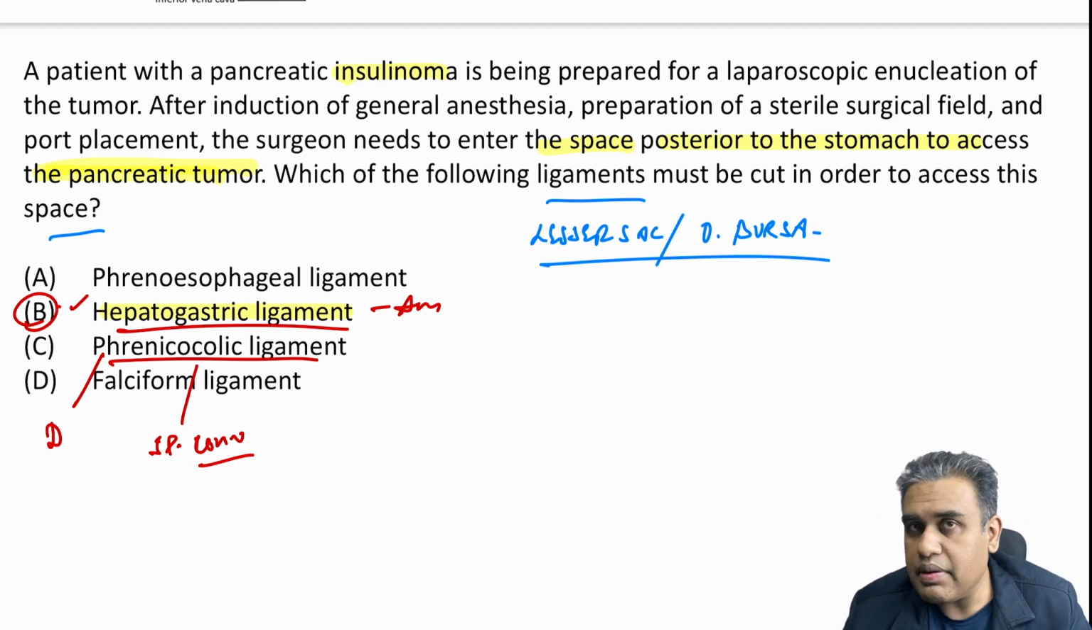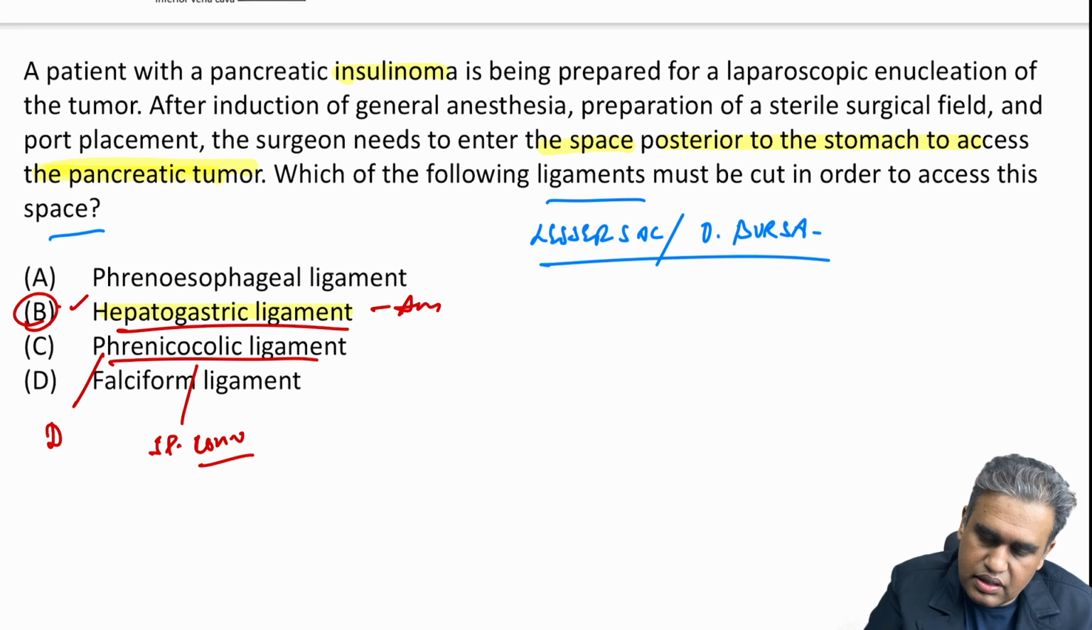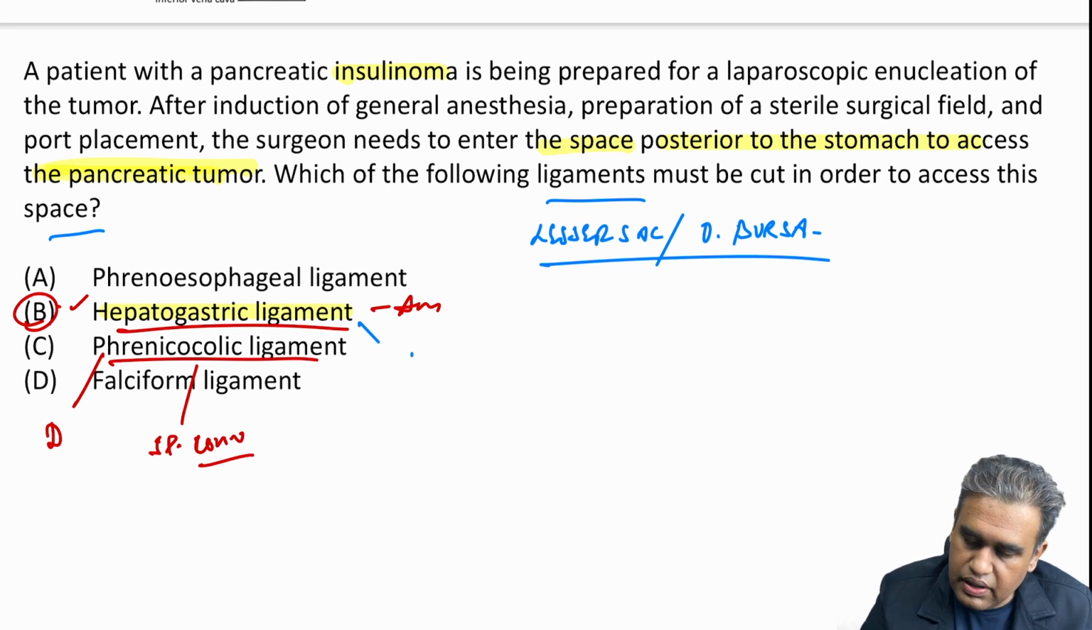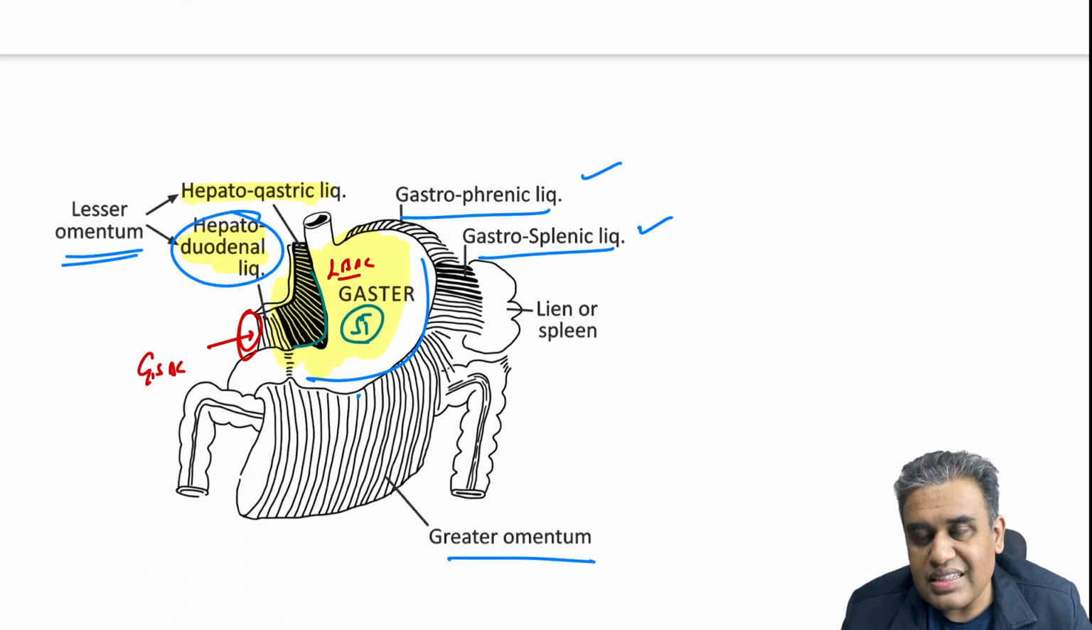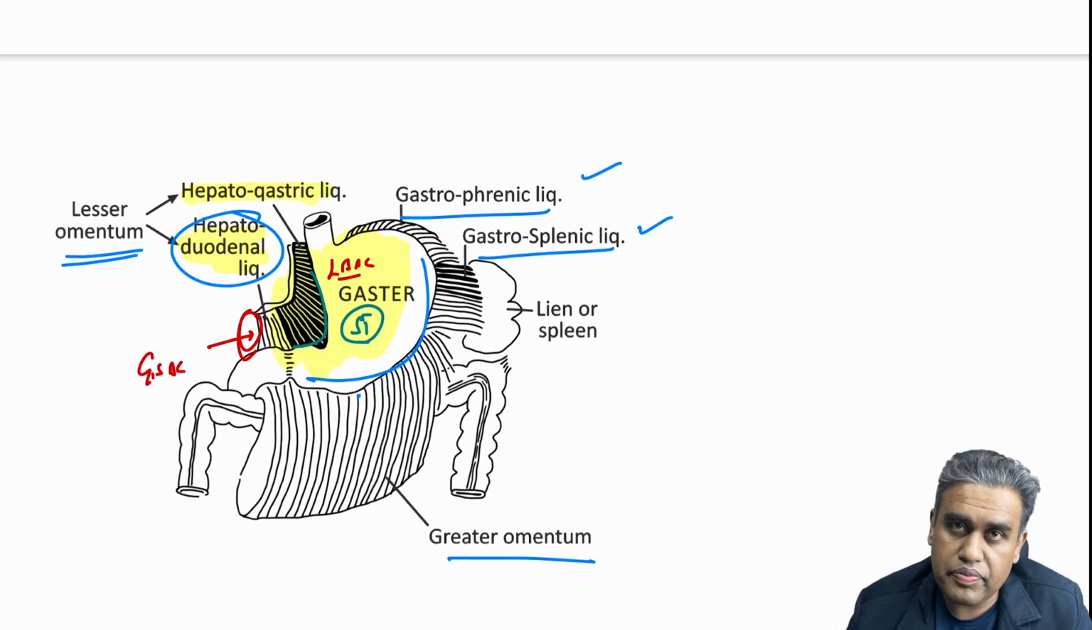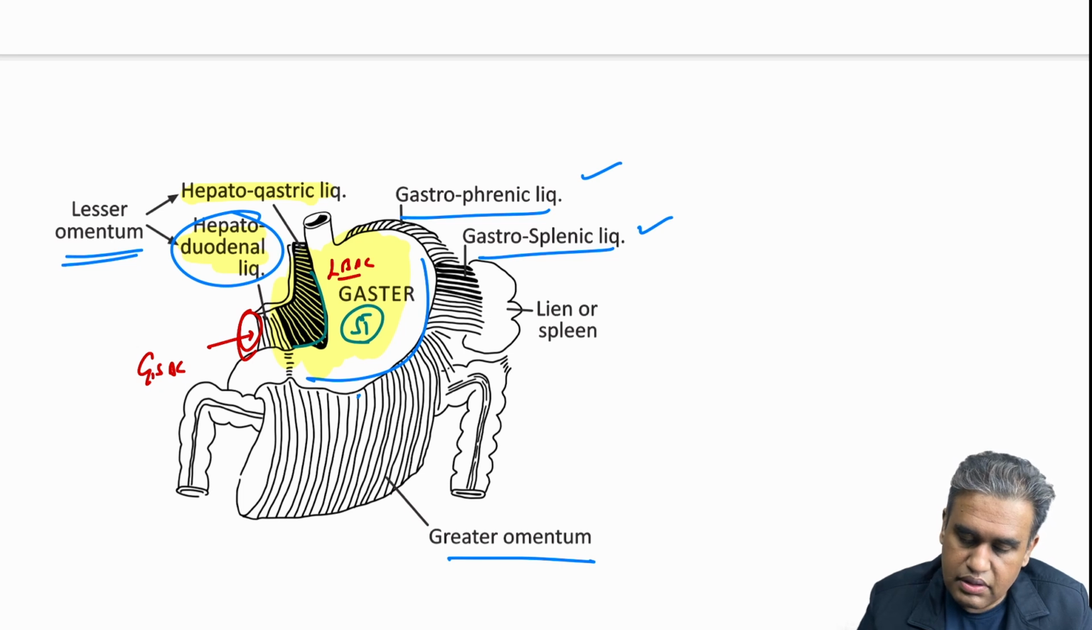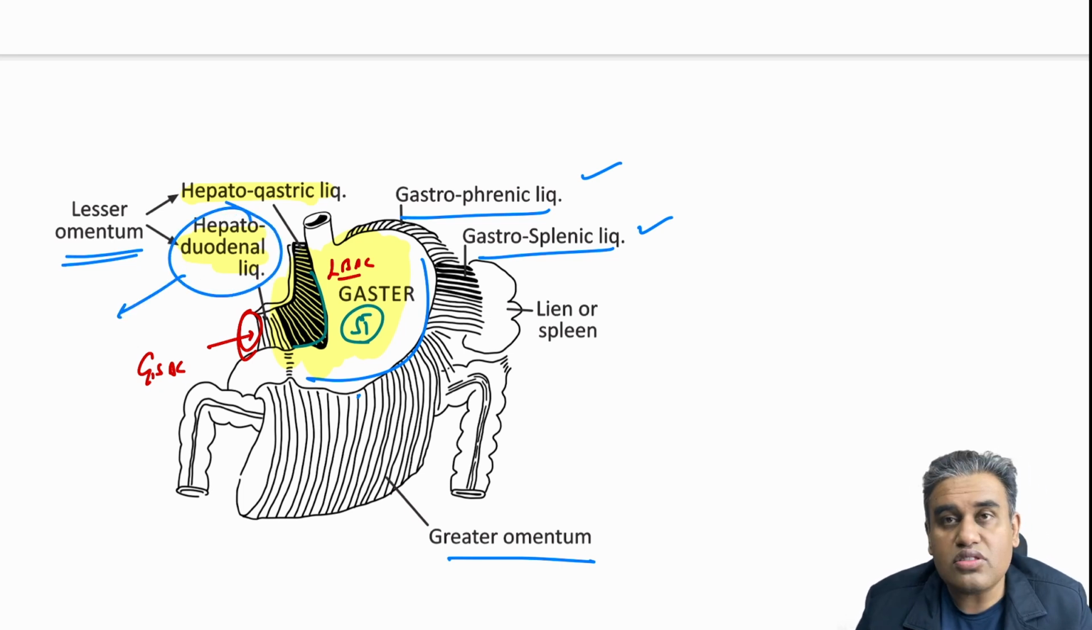Now, they specifically said hepatogastric. What if they would have said, just I'm giving you an extra idea, hepatoduodenal ligament? You might have thought of that too. Where is hepatoduodenal? This is hepatoduodenal. But what is the risk in cutting the hepatoduodenal ligament? Actually, hepatoduodenal is nothing but the right margin of the lesser omentum.